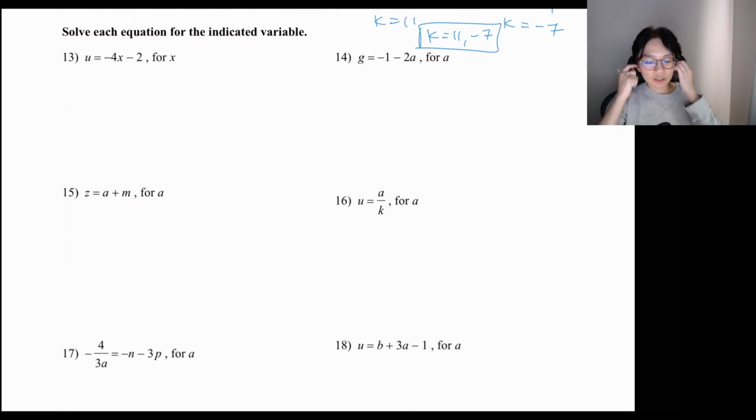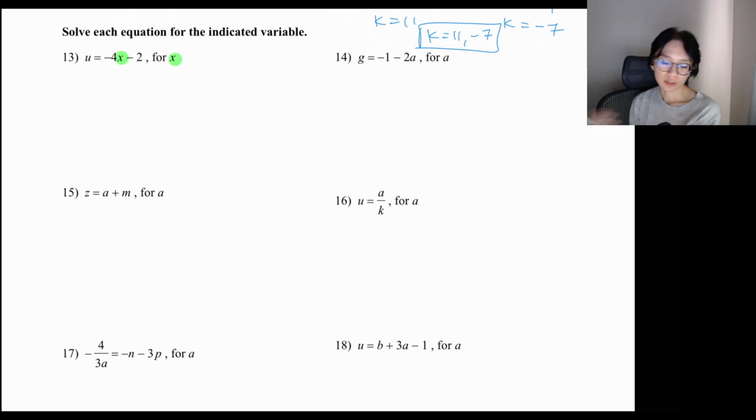Now, solve each equation for the indicated variable. If you remember, this is how I said these would be formatted on tests and such for literal equations. What am I solving for? x. Where is x? Right there. So I'm just going to change color.